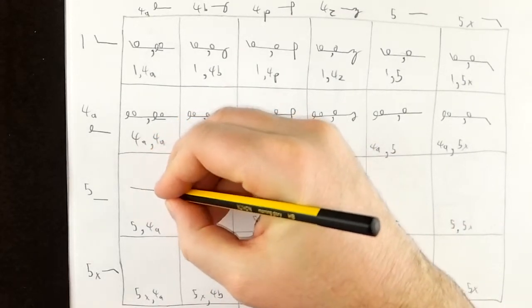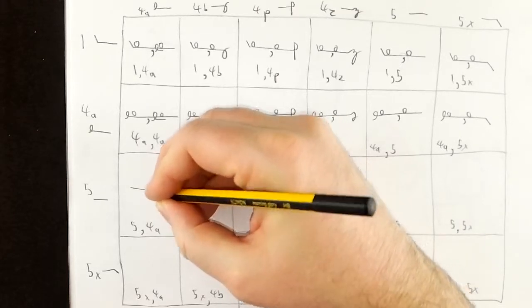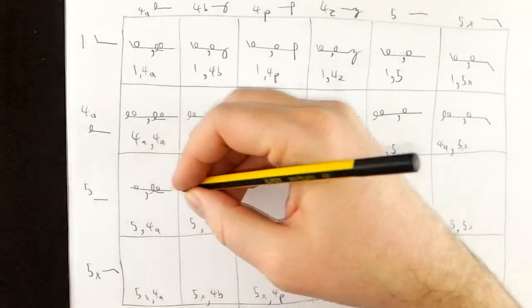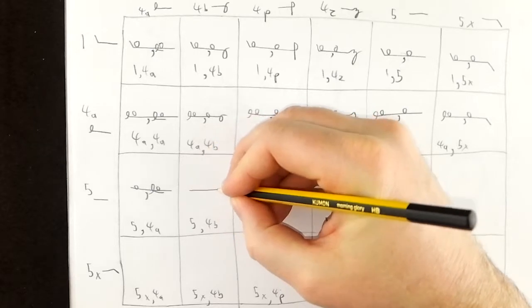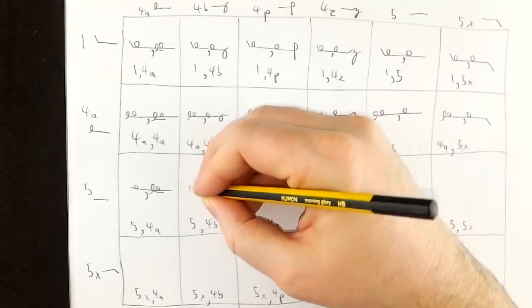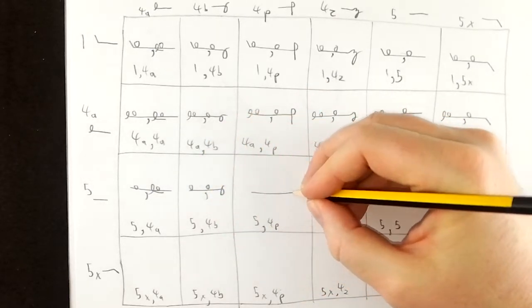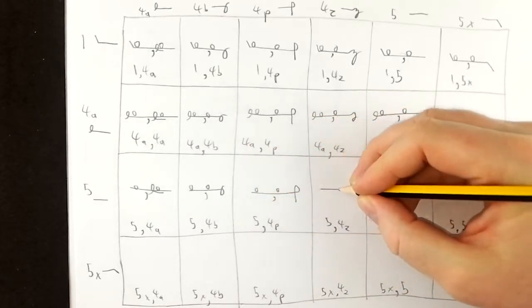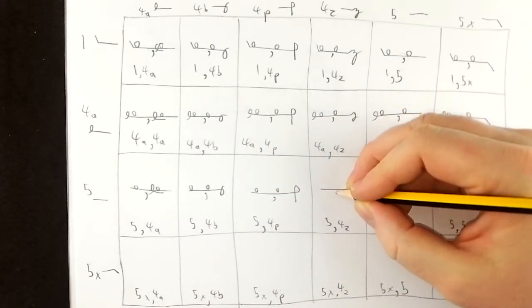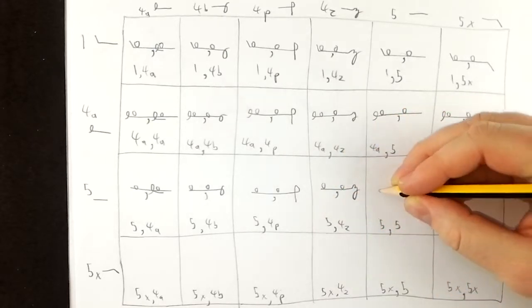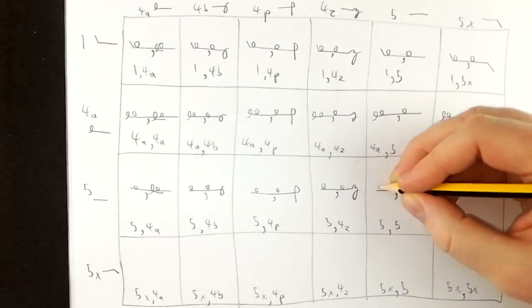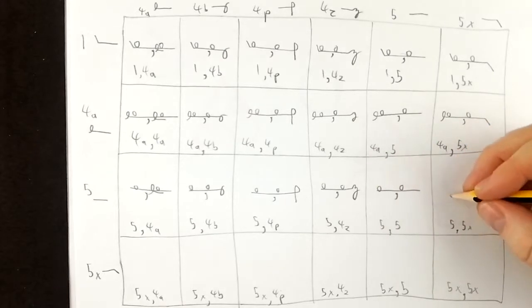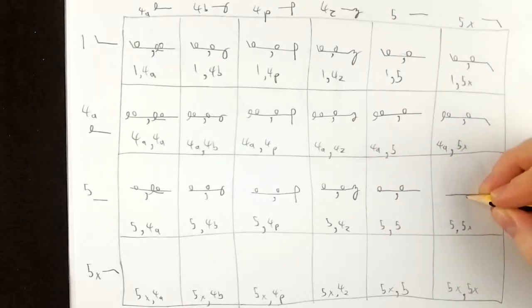Symbols. 5, 4A, 5, 4B, 5, 4P, 5, 4Z, 5, 5. This one's cute. 5, 5X.